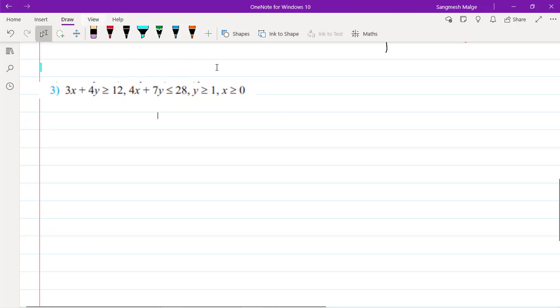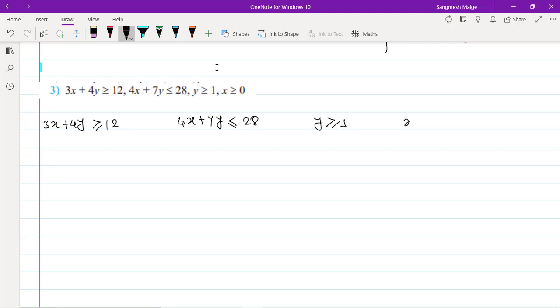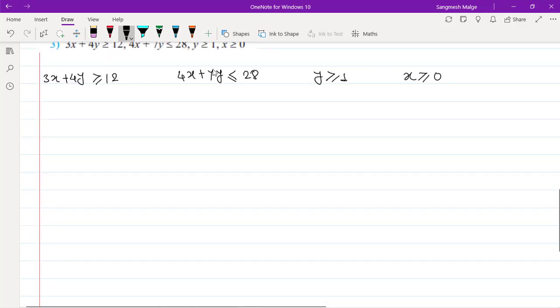Okay, so let's take the equation as it is. So 3x plus 4y greater than or equal to 12, 4x plus 7y less than or equal to 28, y is greater than or equal to 1, and x is greater than or equal to 0. Somewhat different constraints you have in this question. Okay, no worries, the concept is very clear, so we can solve for any given constraints.